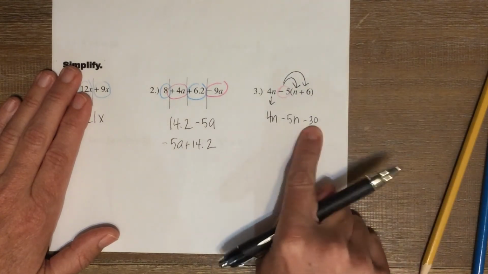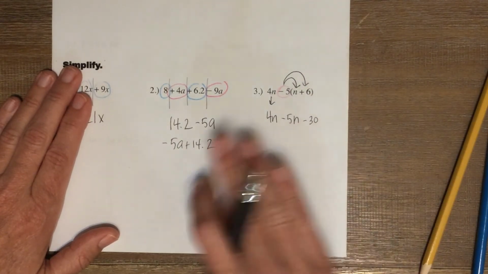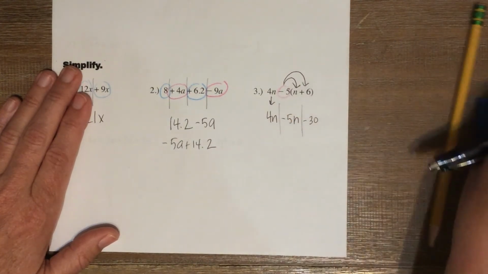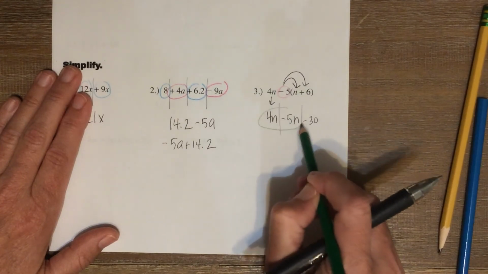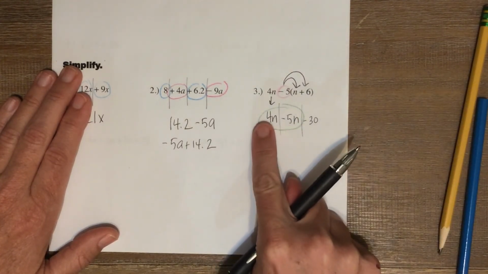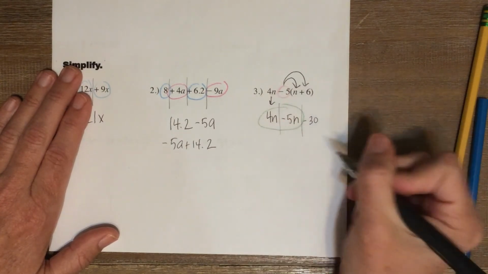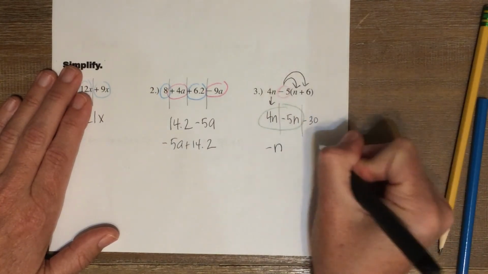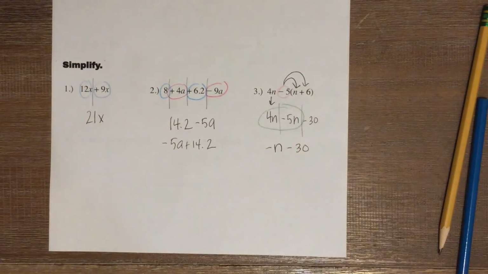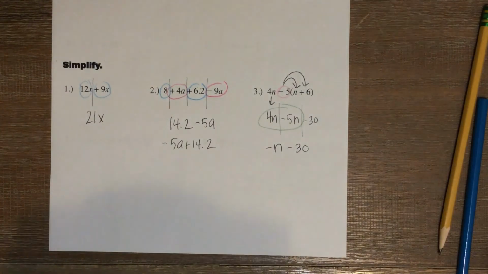So here's your first step in simplifying this expression. You've cleared your parentheses. Then you can chop it up and see right here that these two terms are alike. 4n minus 5n, that's like saying 4 minus 5, which is negative 1. So we have negative 1n minus 30. Again, like terms, identical variable parts, and simplifying algebraic expression review done.